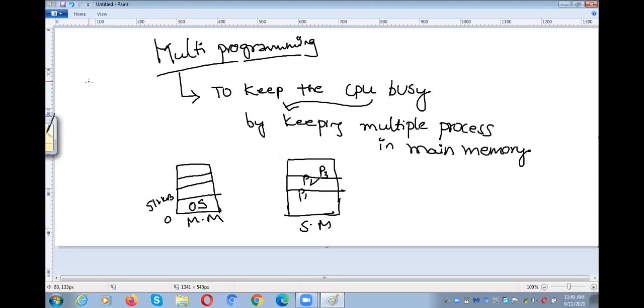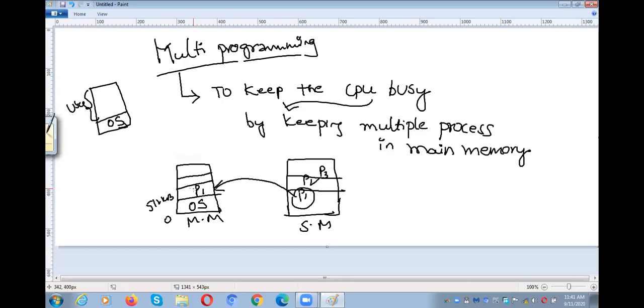Earlier in the single user operating system, the operating system is divided into only two parts. One part is for OS and the remaining entire part is for user. Only one partition. But in the case of multi-programming, the main memory is divided into blocks. So whenever you want to run process 1, it needs to be loaded from secondary memory to main memory. So P1 is now loaded to the main memory.